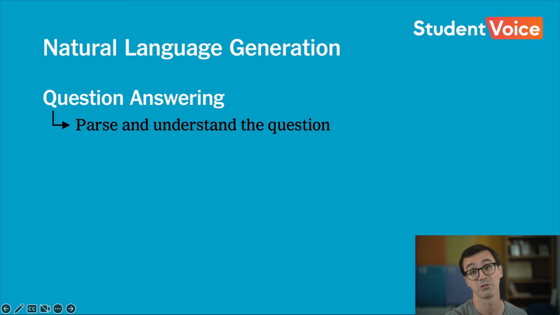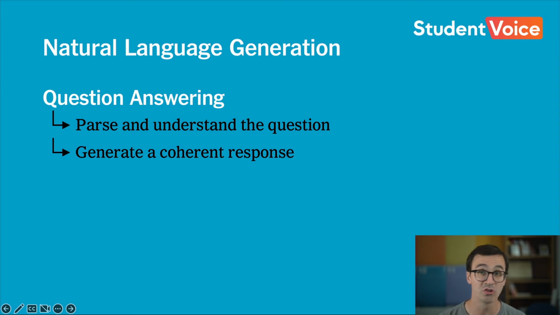Another example for natural language generation would be question answering. So you've got to parse and understand the question. So a question is submitted. So what are they asking? What is it about? How are they asking it? They're really important things to know. And then you've got to generate a coherent response.